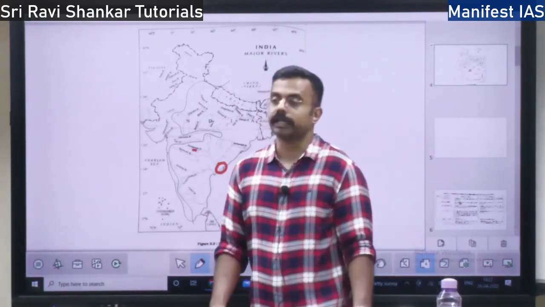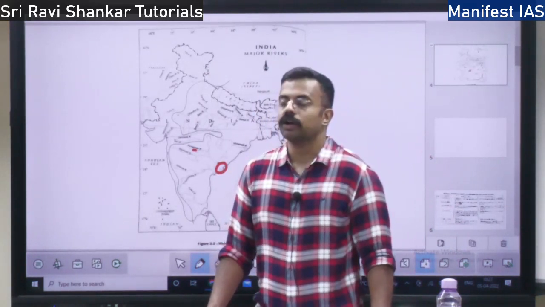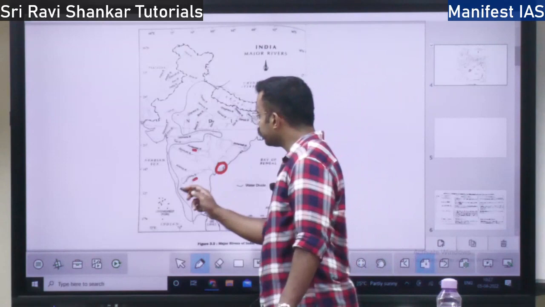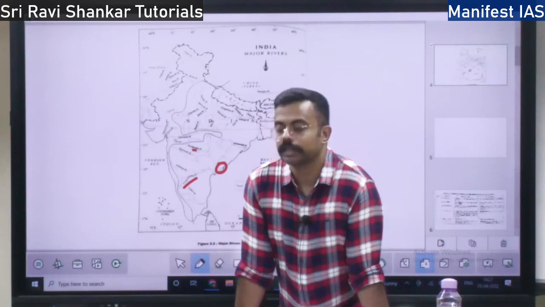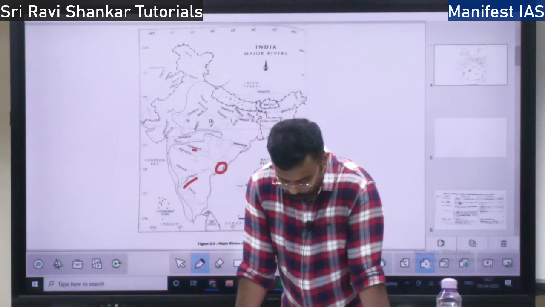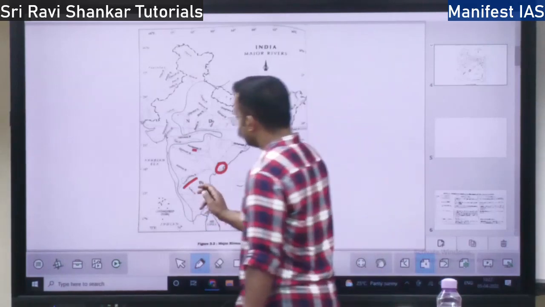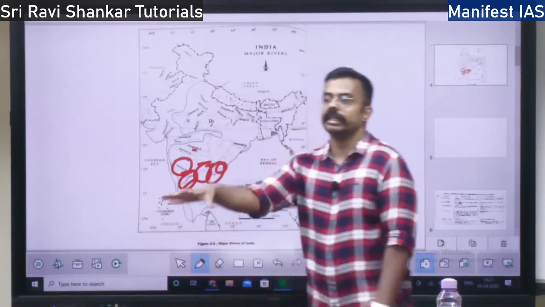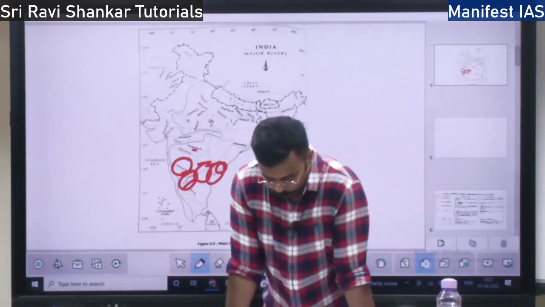So what are the tributaries which join the Krishna River? You have the Koina, Tungabhadra and Bhima. Koina River, Tungabhadra River and Bhima River. So they join to form the Krishna River. So in which states does the catchment area of the Krishna fall? You have Maharashtra, Karnataka, Andhra Pradesh and Telangana. So these four states are where the catchment area of the Krishna River falls, right?